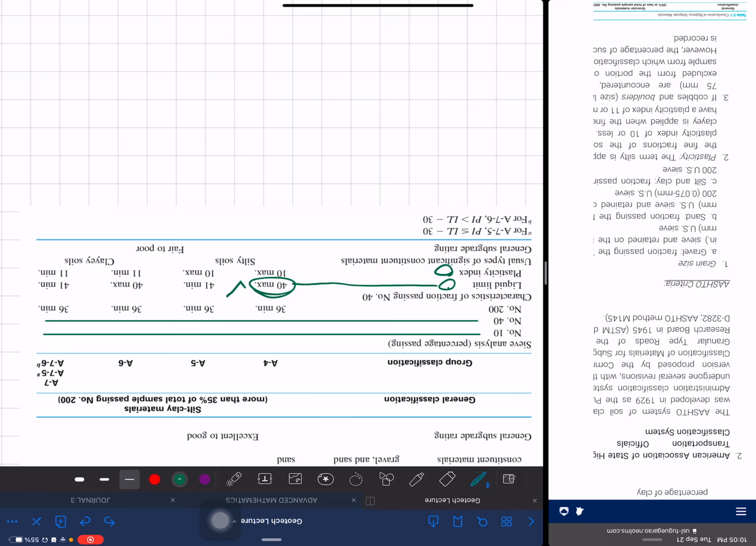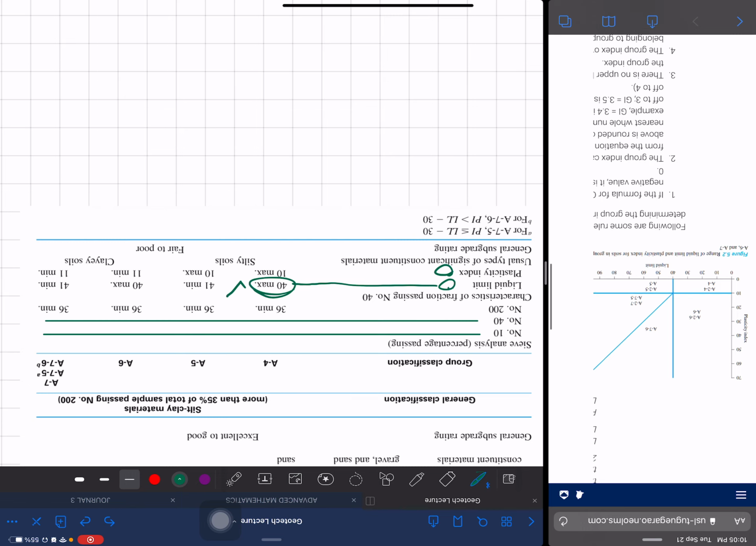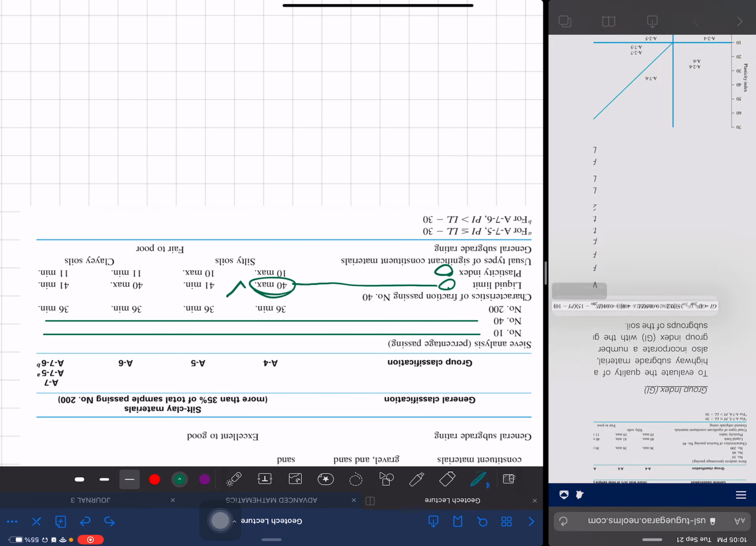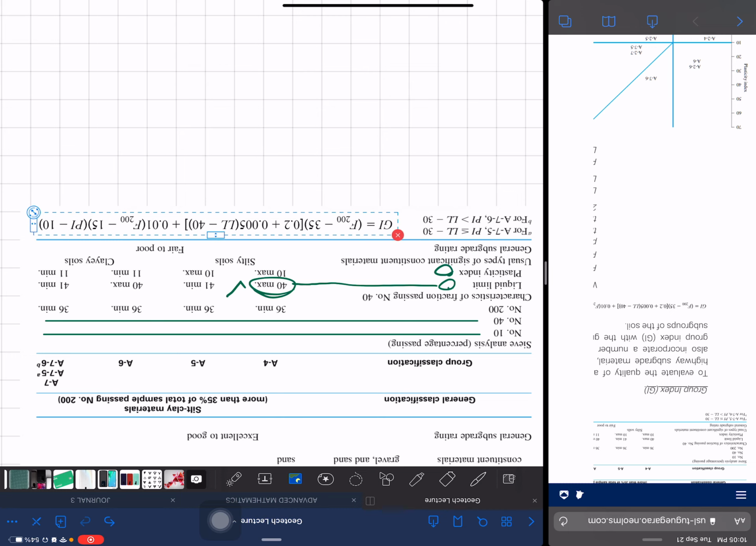Ngayon, gawin nyo guys, tingin kayo dito, meron kasi tayong formula for the group index. Ito, kokopyahin ko na lang siya dito kasi hindi siya masyado nakikita. Ayan. So, this is the formula for the group index. So it's GI equals F200 minus 35 multiplied by the quantity 0.2 plus 0.005 multiplied by liquid limit minus 40 plus 0.01 multiplied by F200 minus 15 times PI minus 10. So that is the group index.